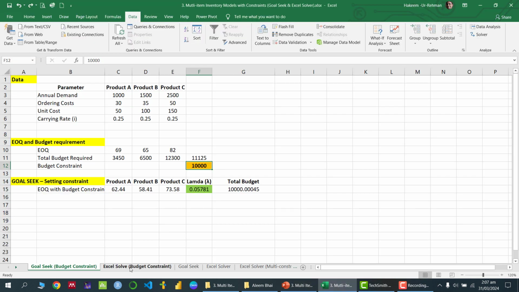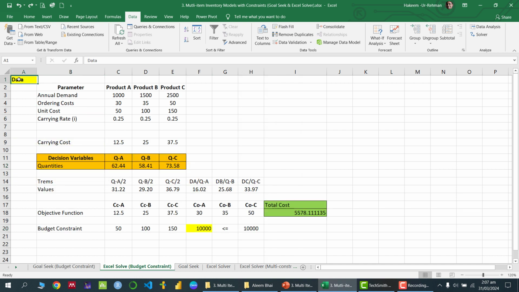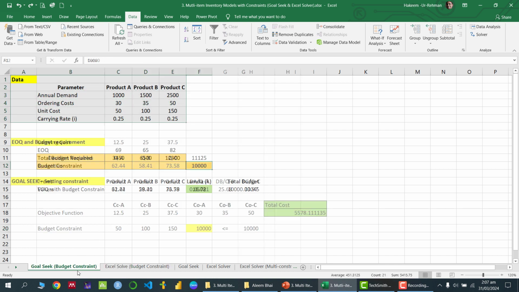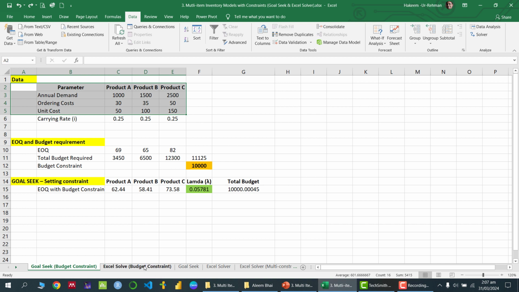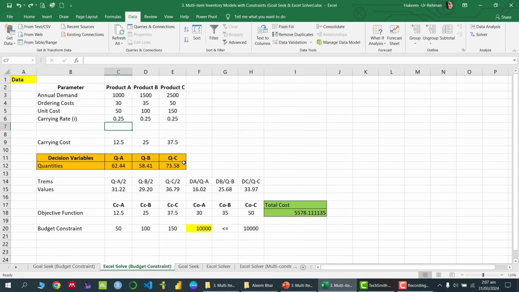First of all, we need the data as we need it over here. So first, I am going to find out the carrying cost. How can you find out the carrying cost against products A, B, and C? Simply the carrying rate, which is the interest rate, multiplied by the unit cost. Same over here. So after applying this formula, I would be able to get the carrying cost.